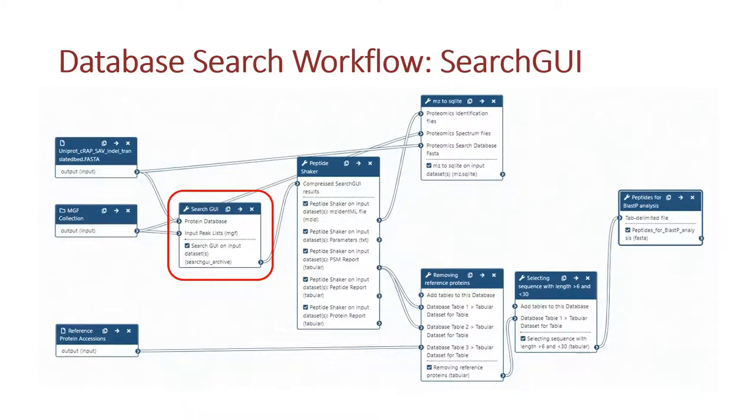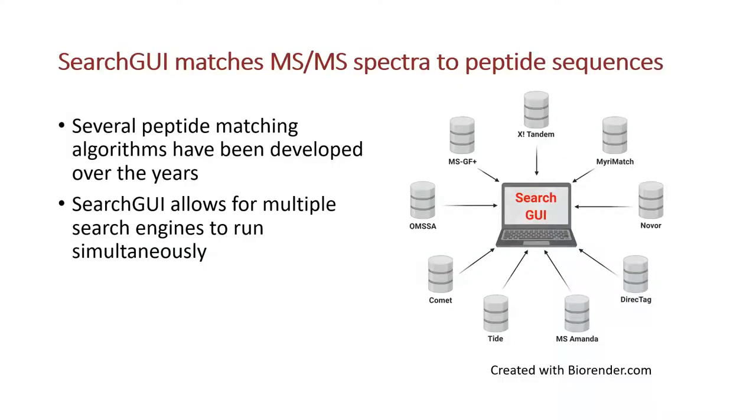Now that we've established the requisite files needed to run this workflow, let's discuss the first node in the workflow, where we use Search GUI. The Search GUI engine is arguably the heart of this workflow, as this is the node that searches the raw data against the custom FASTA database. Search GUI was developed by the Martens Group to effectively perform searches of protein mass spectrometry data against FASTA files.